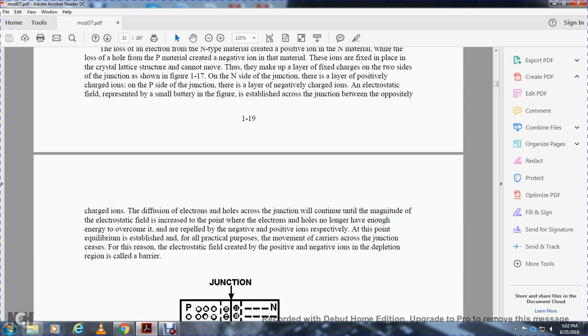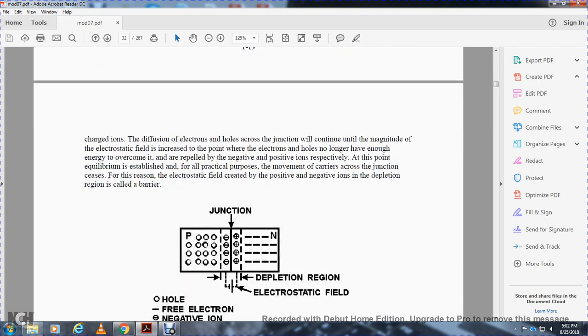and the magnitude of the electrostatic field increases to the point where the electrons and holes no longer have enough energy to overcome the repelling negative and positive ions, respectively. At this point, with equilibrium established, for all practical purposes movement of carriers across the junction ceases. For this reason, the electrostatic field created by the positive and negative ions of the depletion region is called the barrier.